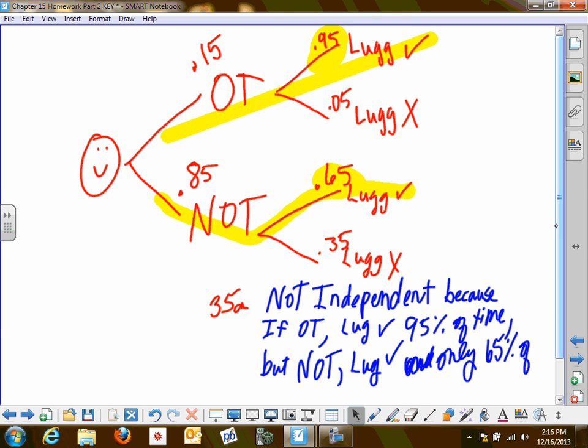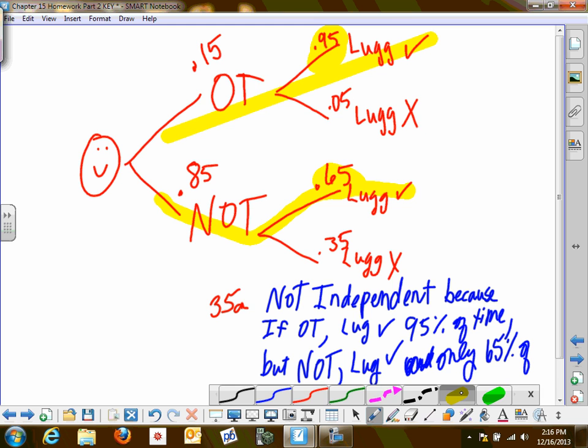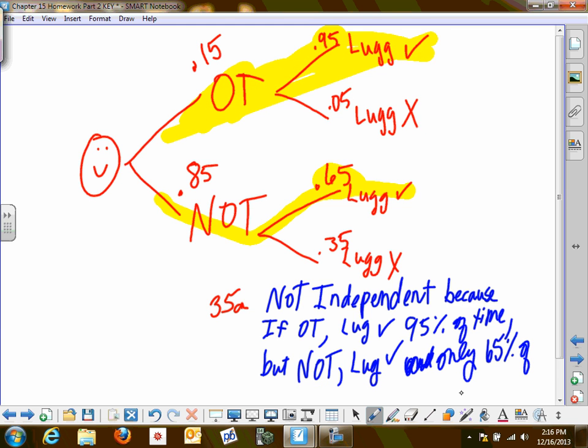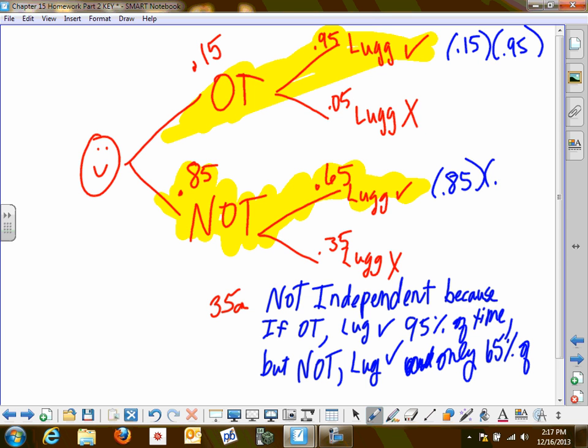35B asks, what are the ways that her luggage can get there? What's the probability her luggage gets there? Okay. So, let's see. I actually highlighted in yellow. Here in yellow are the ways her luggage can get there. She can leave on time and her luggage gets there, or she could not leave on time and her luggage gets there. So I need to put some math to that, and here's how that works. She leaves on time and her luggage gets there, plus the other way, which is do not leave on time and her luggage gets there.